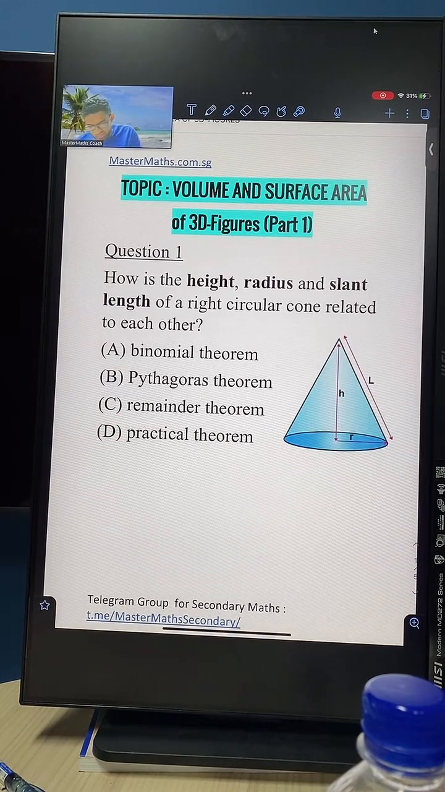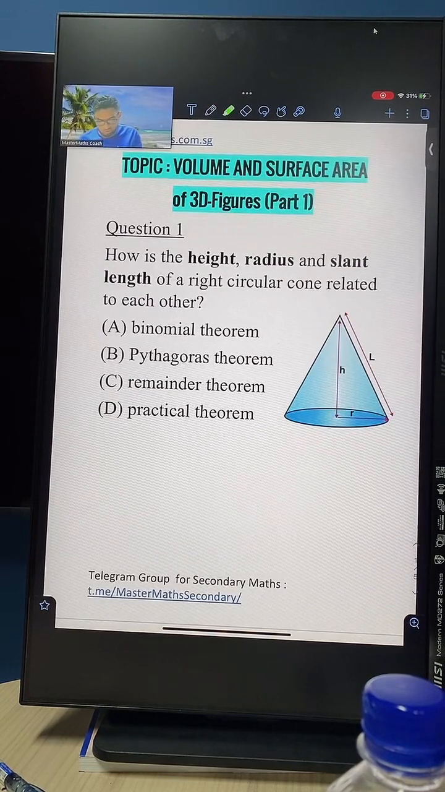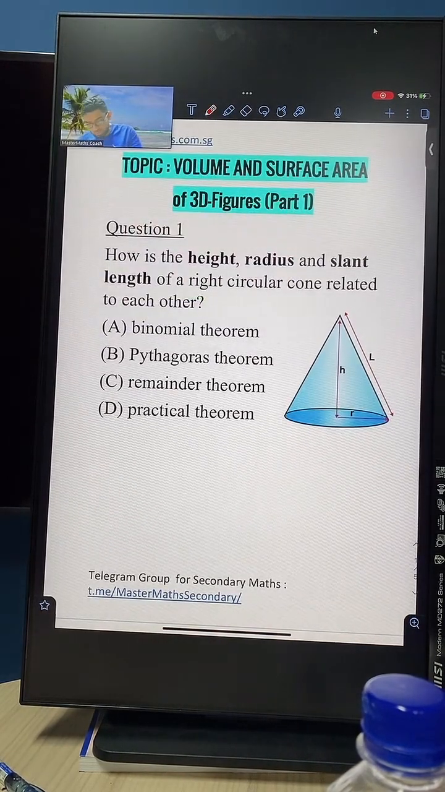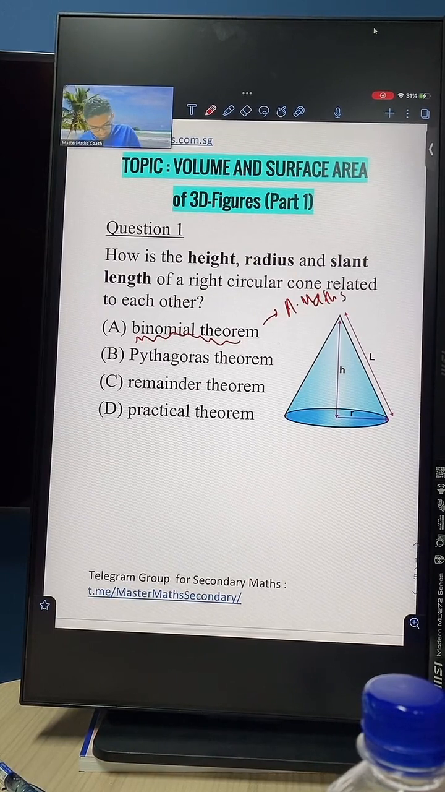Binomial theorem you will learn in A-Maths, by the way. Some of you next year, or you are in Sec 2 now, next year you're Sec 3, or maybe you're already in Sec 3 now, you will learn about binomial theorem. Okay, so this is additional math, A-Maths. Okay, remainder theorem also A-Maths.